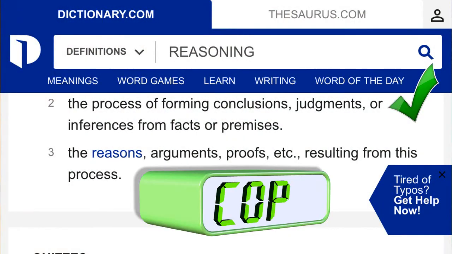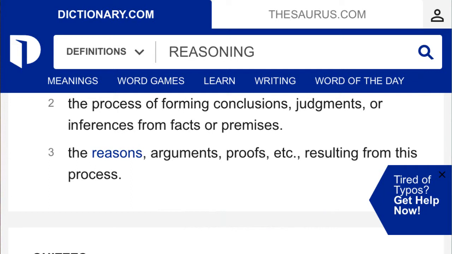Here is the definition for reasoning. If you weren't here, copy down number 2. Okay? It is the process of forming conclusions, judgments, and inferences from facts or premises.